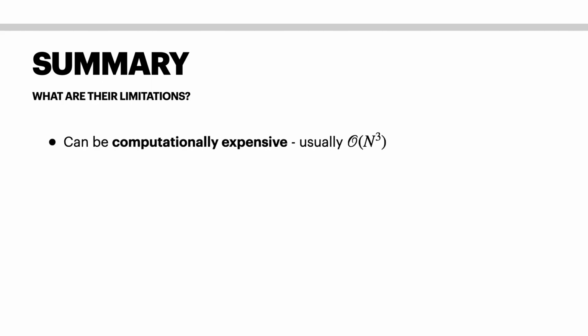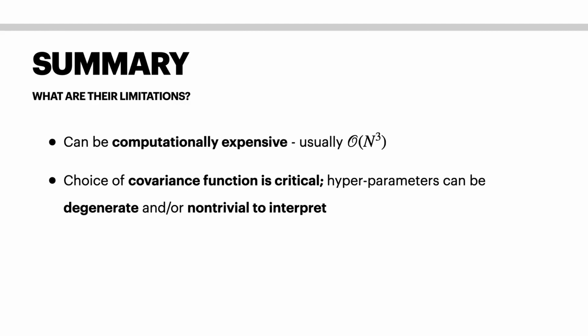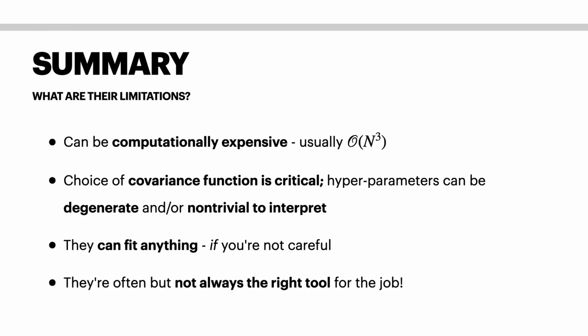But that's not the whole story. We also heard about some of their limitations. They can be computationally expensive. Choosing a good covariance function is critical, and you have to be quite careful interpreting and constraining the hyperparameters. It's also essential that you sample their posterior distributions really thoroughly. GPs, being flexible as they are, can fit just about anything if you misuse them, so don't do that. And finally, great as they are, they're not always going to be the right tool for every job.